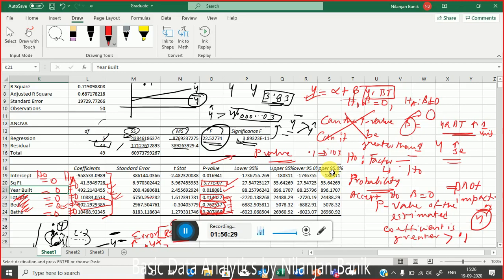At 1%, year build. No. If it were 1% for year build, what would the p-value be? It would be less than 0.01. Look here, it is 0.018. If this were 0.009, then it would be significant at 1%. This is significant at 1% because this is 0.0. You see, square feet is significant at 1%. This is significant at the 2% level because its value is less than 0.02.